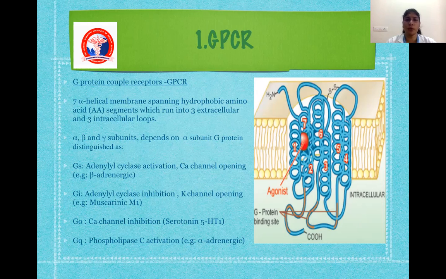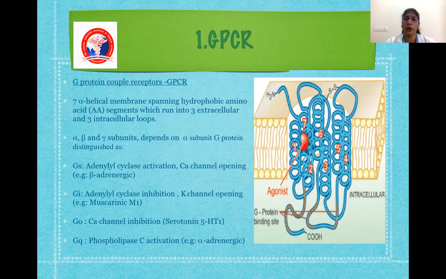According to which G protein binds to this alpha subunit, we distinguish them as GS, GI, GO, and GQ. Okay. GS means it stimulates some enzyme or enhances some activity. GI means it is inhibitory. It goes and inhibits some enzyme, and an ongoing process of the reaction will get inhibited. Then GO and GQ. Okay. Clear with the structure of GPCR receptors.